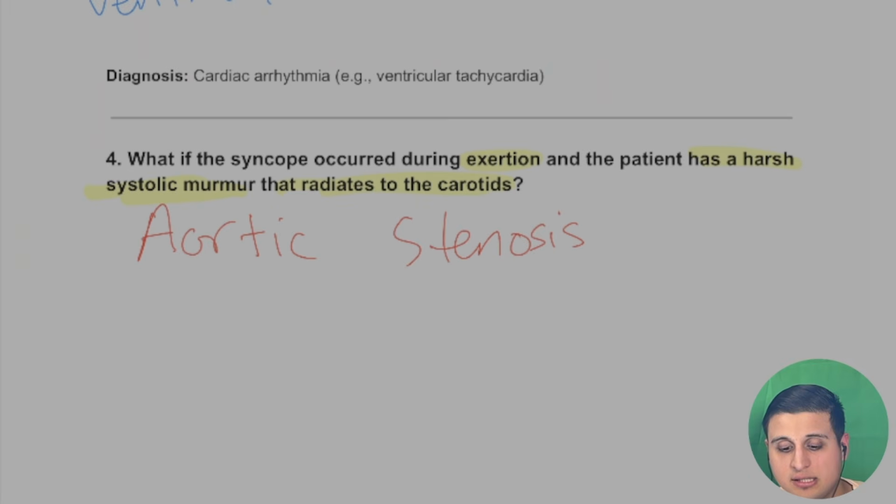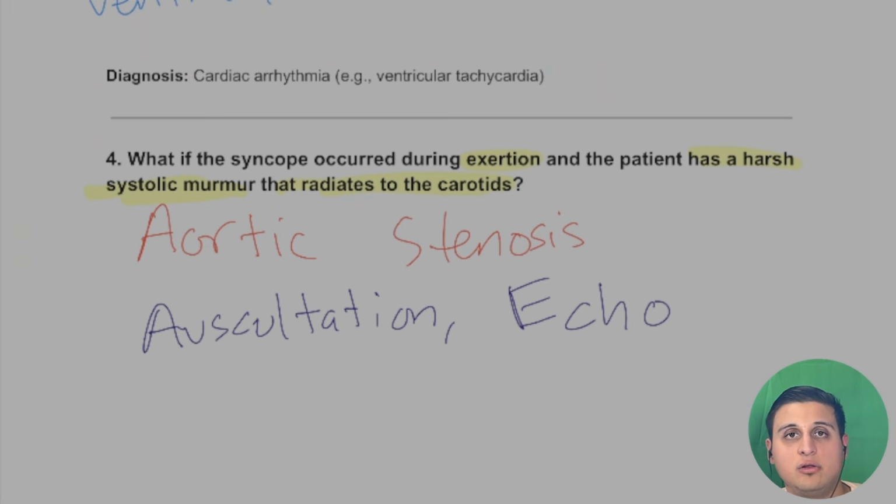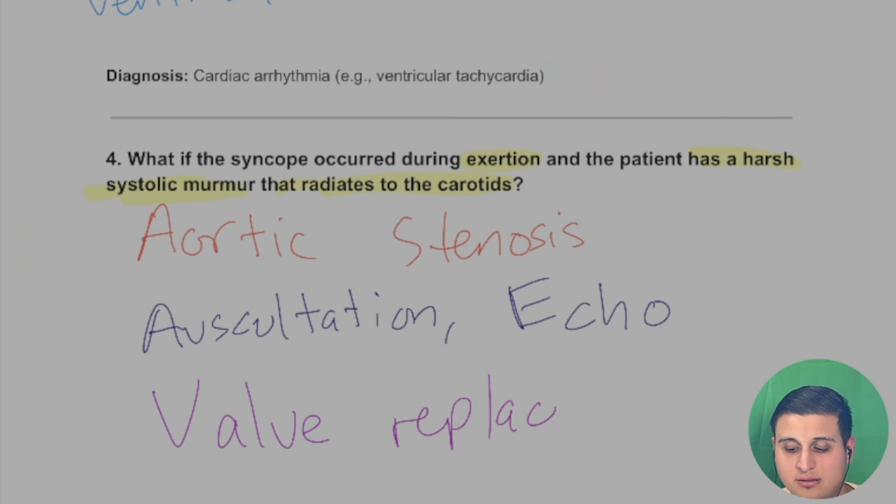So in aortic stenosis, we're going to want to make sure we're diagnosing it. We'll do auscultation, right? We can do an echo. Make sure that with an echo, we're looking for how badly stenotic the valve is. We can do possibly other invasive maneuvers, but the big thing is the only treatment that's reliable is going to be valve replacement. All right.